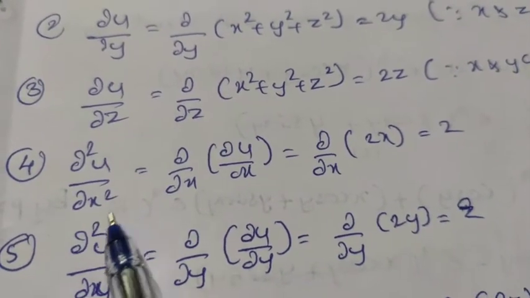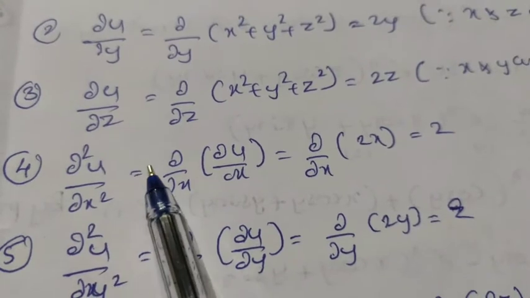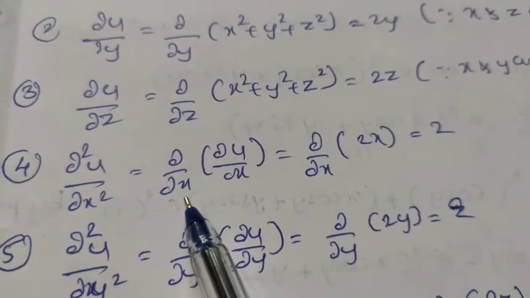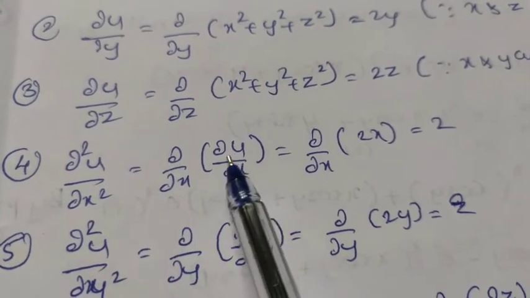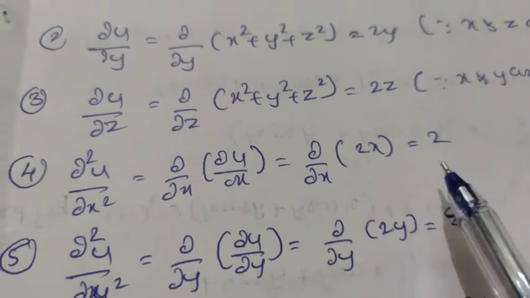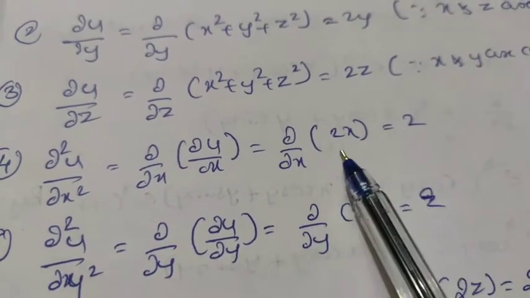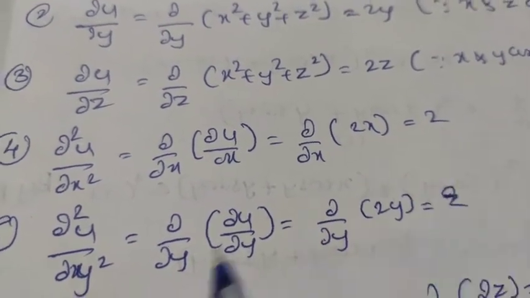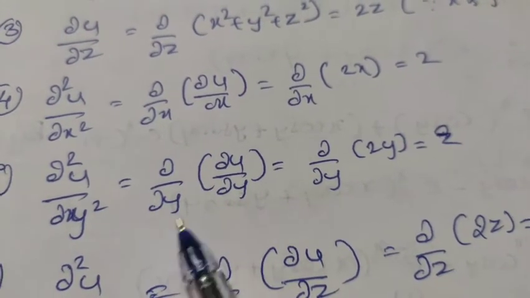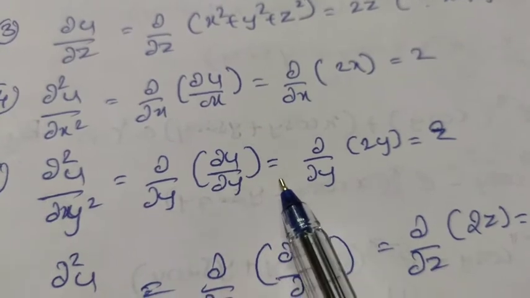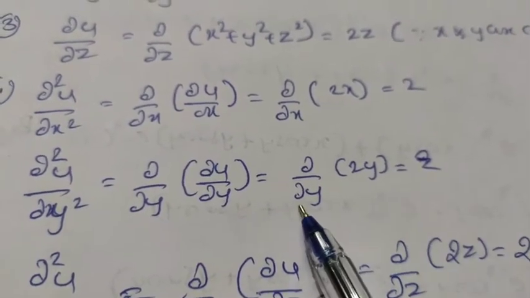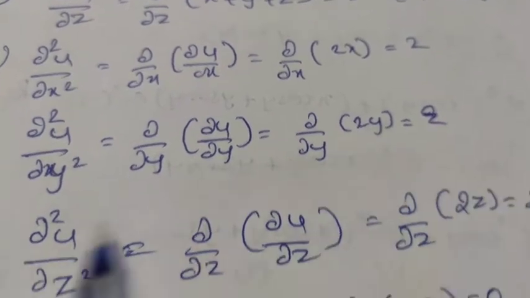Next is ∂²u/∂x². It means you have to differentiate ∂u/∂x with respect to x partially. That is ∂/∂x of ∂u/∂x, which equals ∂/∂x of 2x. As we know, the derivative of 2x with respect to x is 2. Similarly, ∂²u/∂y² is ∂/∂y of ∂u/∂y, which is ∂/∂y of 2y. Again, the derivative of 2y is 2.